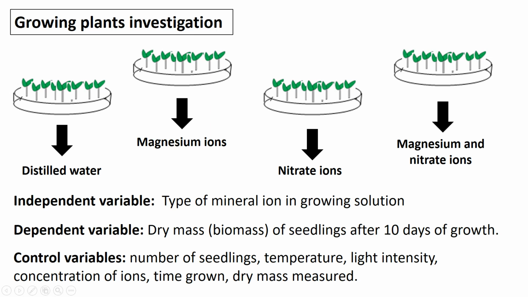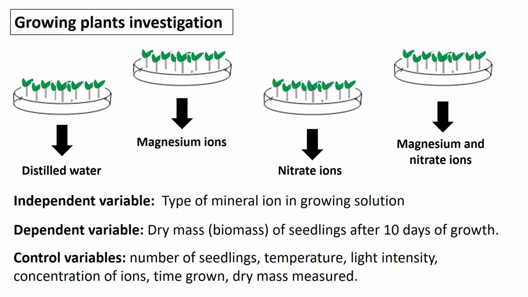So you can imagine a scenario where you've got germinating seedlings growing on just distilled water, or just with some magnesium ions, or just nitrate ions, or magnesium and nitrate ions. In that scenario, you are changing the type of mineral ion in the growing solution. So that would be your independent variable. Your dependent variable, you could have a number of different ways of measuring this.